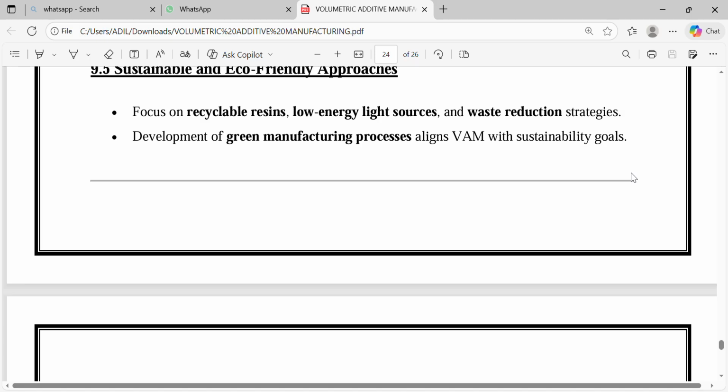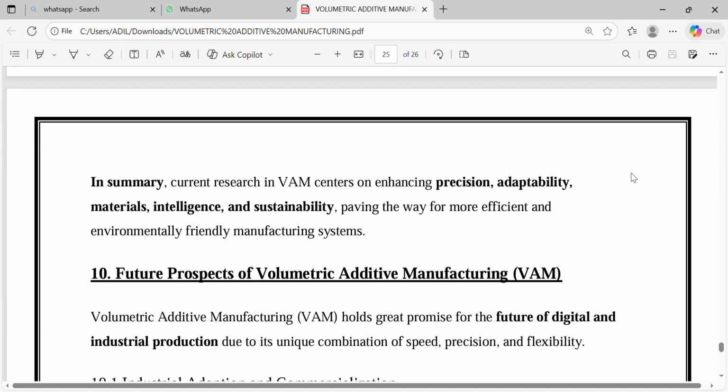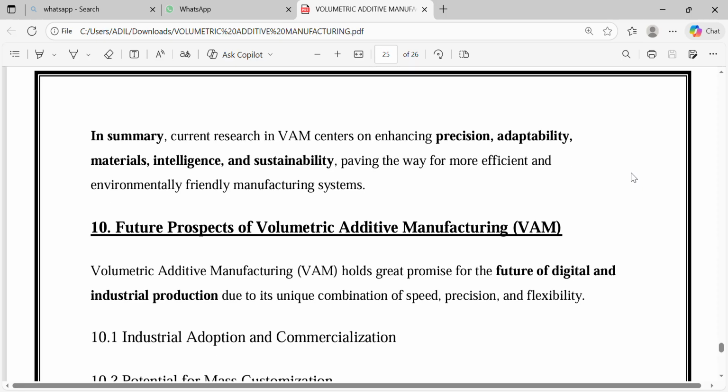Development of green manufacturing processes aligns VAM with sustainability goals. Green manufacturing processes with VAM enable reduced material waste, energy efficiency, and customized designs. Applications are found in sustainable production, reduced environmental impacts, and cost-effective manufacturing. Here is a summary. VAM centers on enhancing precision, adaptability, material intelligence, and sustainability, paving the way for more efficient and environmentally friendly manufacturing systems.